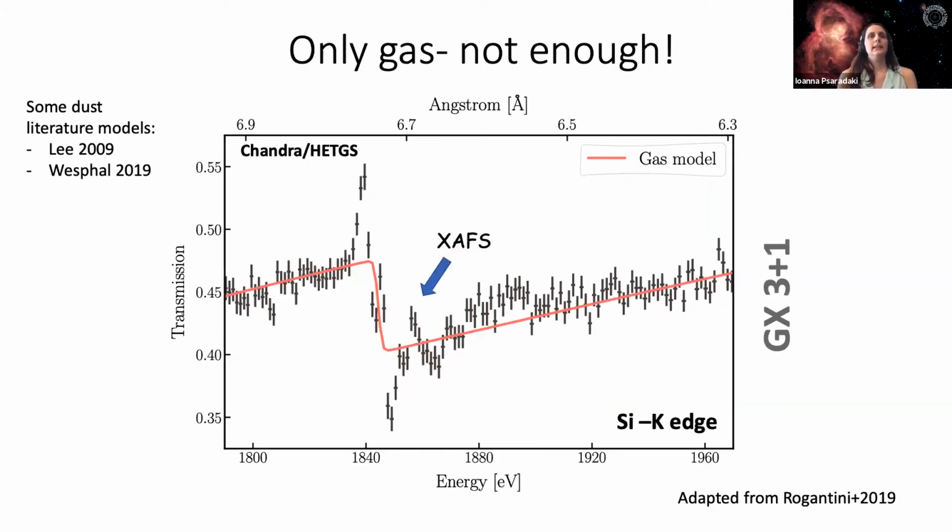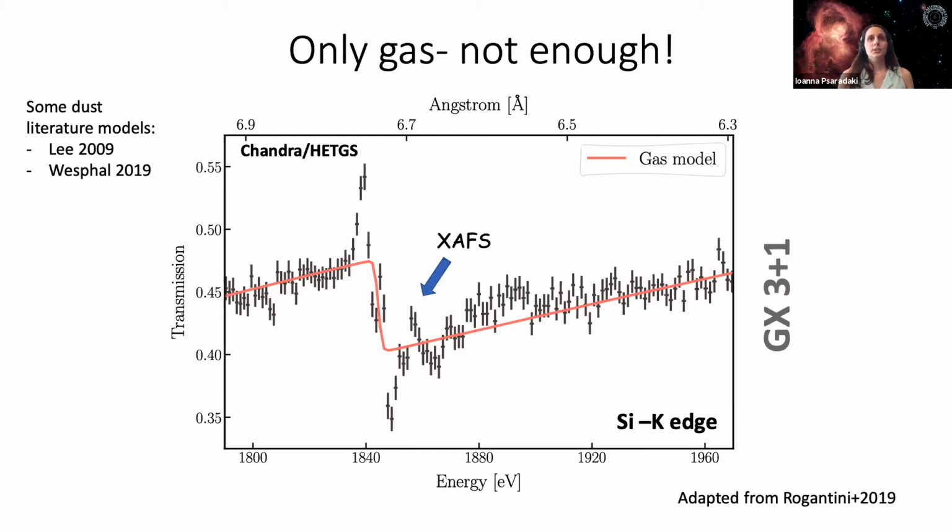So this is just a simple illustration of a spectrum in the silicon K edge. This is observational Chandra data, and you can see that only a gas model cannot reproduce our data. We have these features, the X-ray absorption fine structures, that we need to model to understand the chemistry of interstellar dust in the different lines of sight that we study in the galaxy.